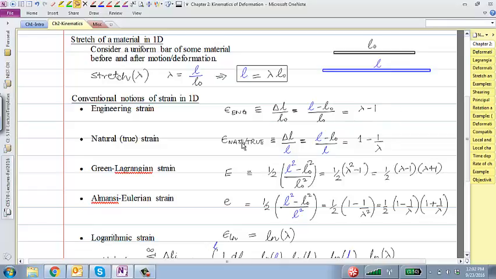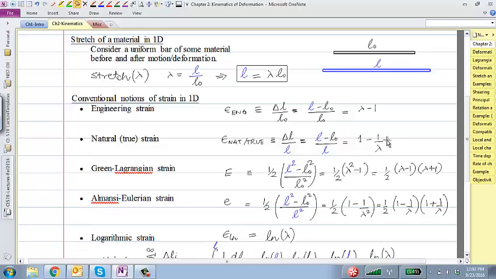Makes sense? If I choose a different definition, something called a natural or a true strain, where we say delta L divided by final length, okay? Now in that case, I have 1 minus 1 over lambda. If final length is the same as the initial length, I again get 1 minus 1 over 1, that's 0.